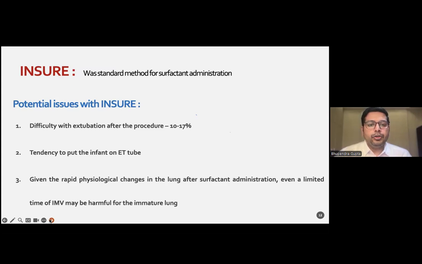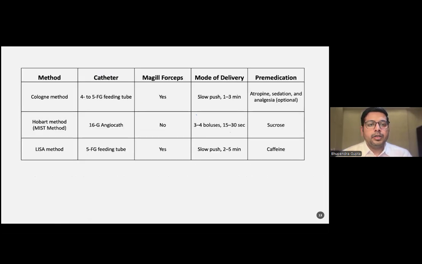There is a tendency to keep the infant on the tube, and after INSURE, there is a rapid physiological change in the lung after surfactant administration. Even a limited time of invasive mechanical ventilation may be harmful for the immature lung, which can damage the alveolar capillary membrane. So the novel method which has come into practice is the less invasive method.